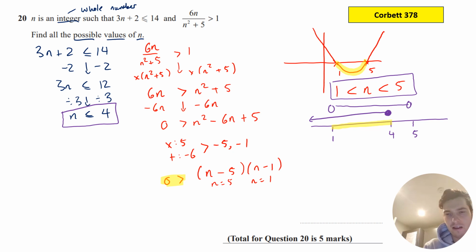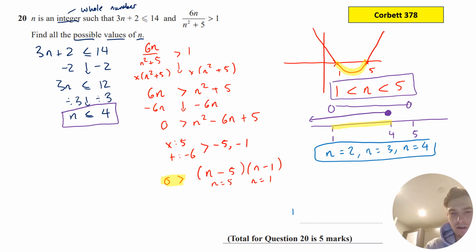Well, could n be 1? No, n can't be 1 because n has to be bigger than 1. But I think n could be 2. I think n could be 3. And I think n could be 4 because n could be less than or equal to 4. So I think these are all my answers. So I'm going to write them as n is 2, n is 3, or n is 4. And I am done.